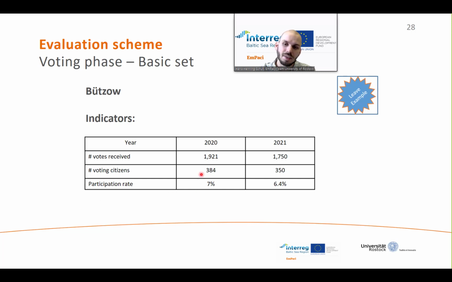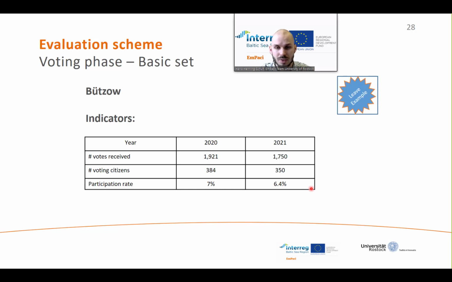And we see they cast 1,921 votes in 2020 and 1,750 votes in 2021. The number of citizens that voted decreased a little bit. The participation rate goes from 7% to 6.4%, which is a respectable number.